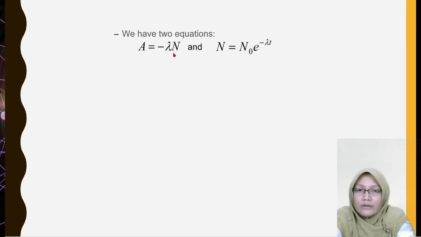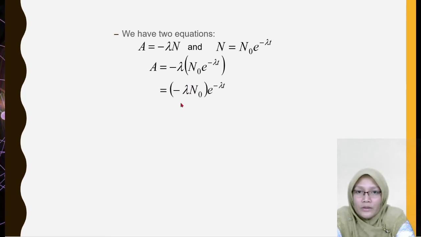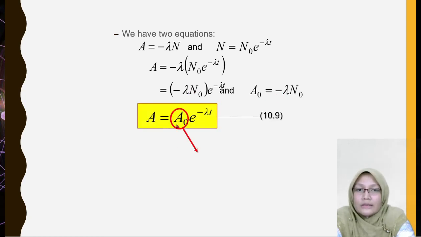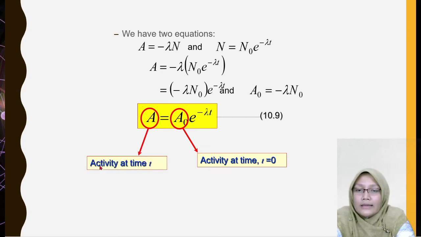Okay, so kita ada dua equation. Activity equal to lambda N and N equal to N naught exponent negative lambda t. So, kita substitute nilai. Akan dapat macam ni. Okay, yang ni lambda N naught ni sama juga dengan A naught. So kita akan dapat equation A equal to A naught exponent negatif lambda t. Okay, so yang ni activity at time equal to 0, initial activity. A ni adalah final activity at time t.